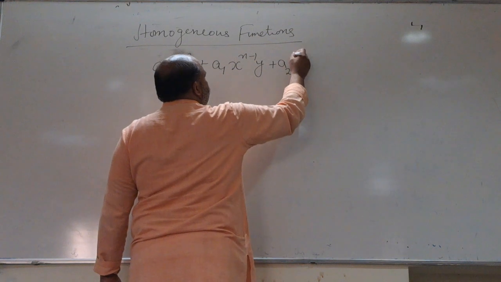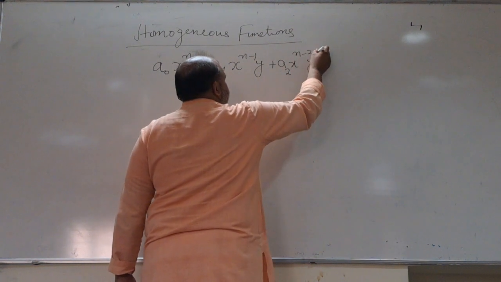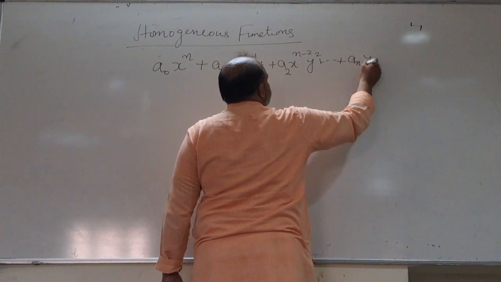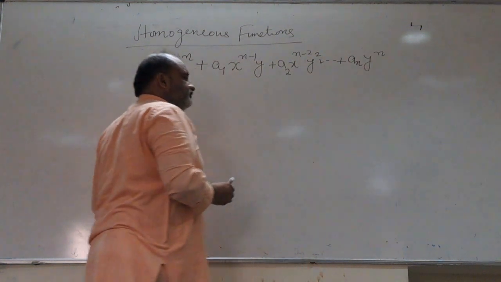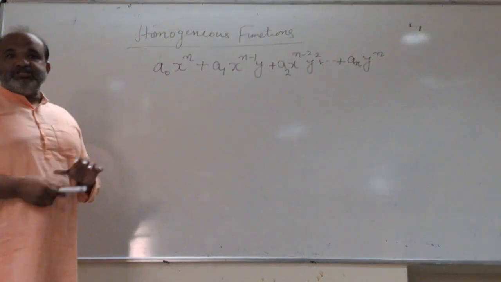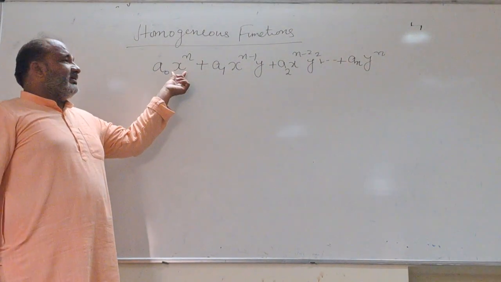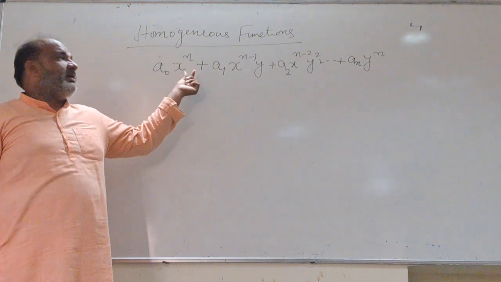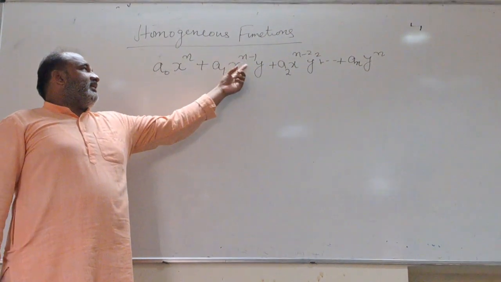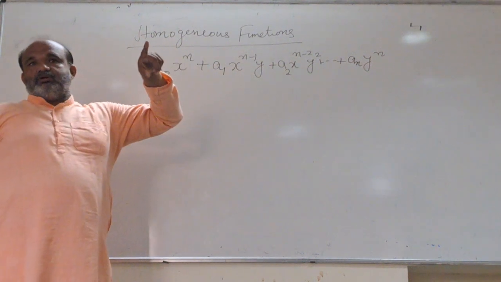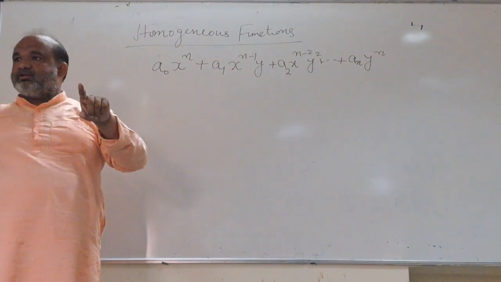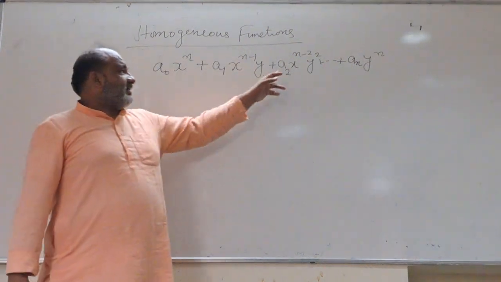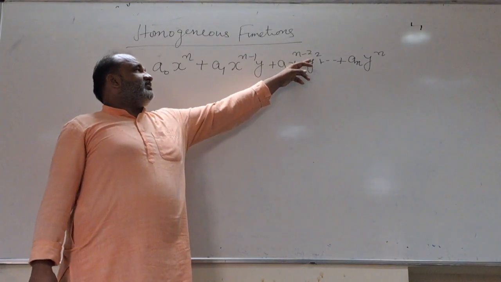a2 x power n minus 2 y square, and up to, in the end, let it be an y power n. So then for each term the total degree is n. X power n, the degree is n. X power n minus 1 into y, n minus 1 plus 1 degree from y, again it is n. Similarly for the next term, this is n minus 2 plus 2.